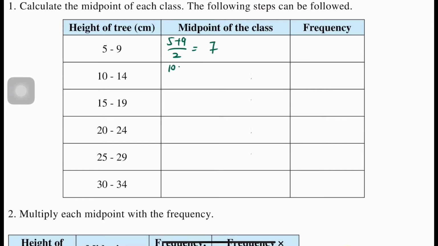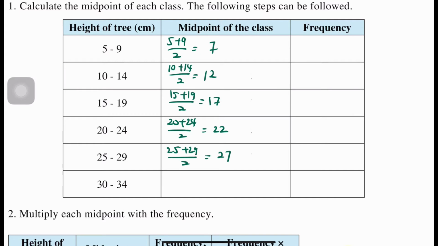Okay, 10 plus 14 divide by 2, 12. 15 plus 19 divide by 2, 17. 20 plus 24 divide by 2, 22. 25 plus 29 divided by 2, 27. And final one, 30 plus 34 divided by 2 is 32. And the frequency you just rewrite 4, 5, 4, 8, 7, 2.